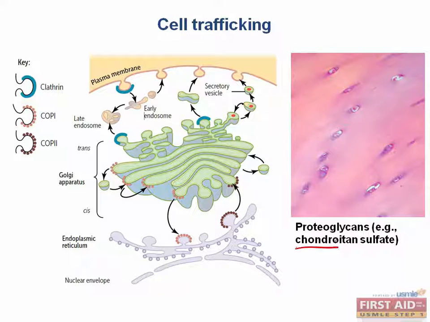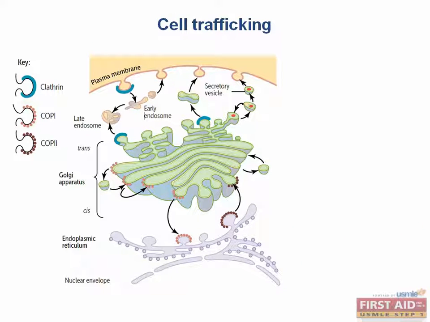which, as you can tell from the chondro in the name, like chondrocyte, is an important part of cartilage, and people even take this as a dietary supplement for osteoarthritis, although I think the jury is still out on whether or not it actually helps. Lastly, the Golgi is where many post-translational modifications are added to both proteins and proteoglycans, such as sulfation of tyrosines on some proteins.